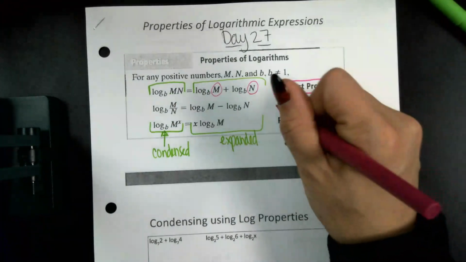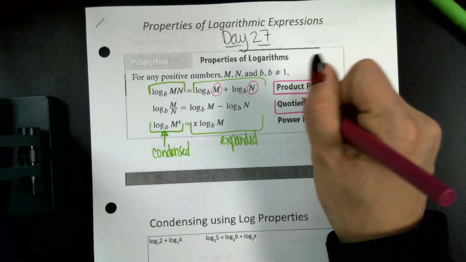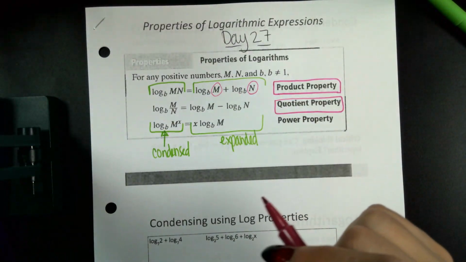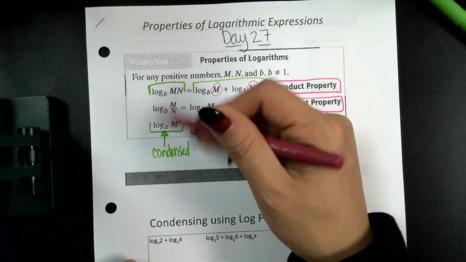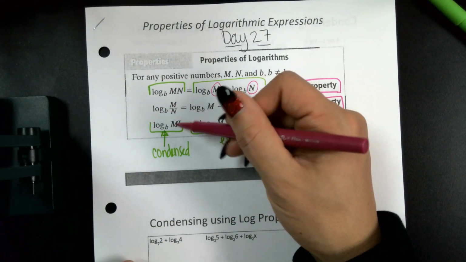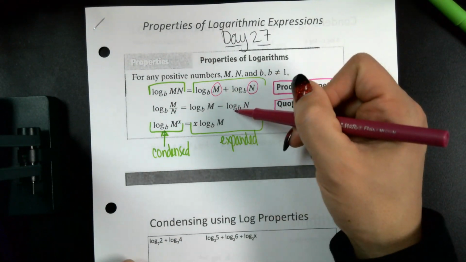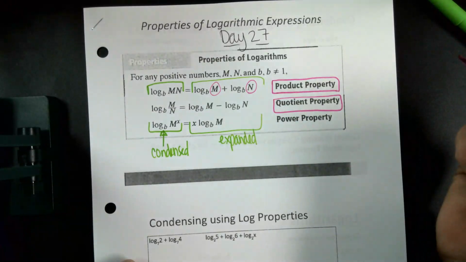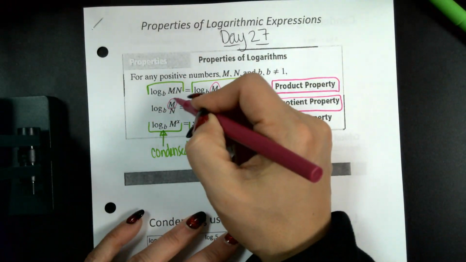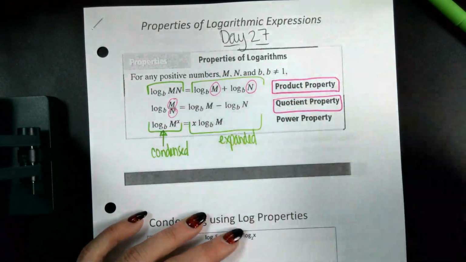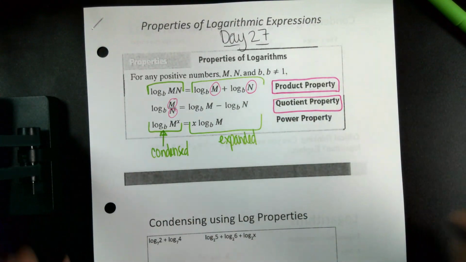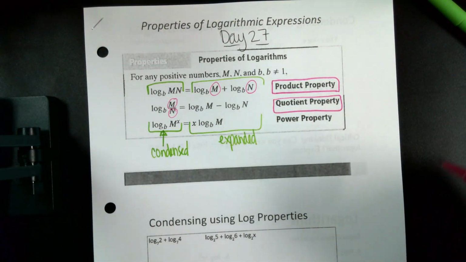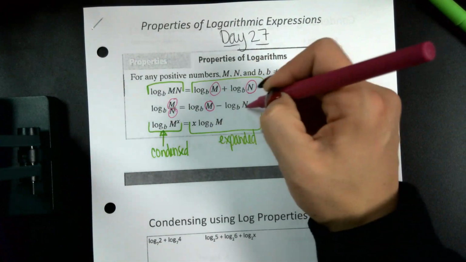Same thing is true with division and subtraction. So for the quotient property, quotient means divide. If on the condensed version you see division, then when you expand it, you're going to just put a minus sign between them. You're going to separate them. You're going to have this one first, then this one, and there will be a minus sign between them. Because again, division and subtraction go hand in hand.